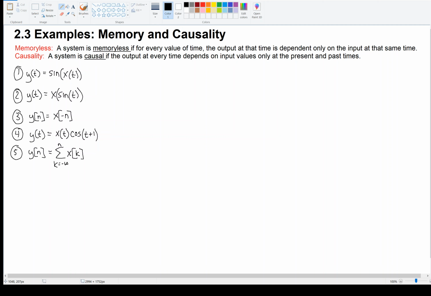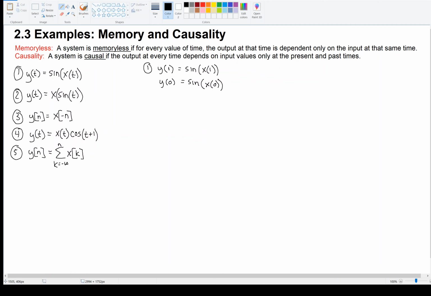Okay, so let's look at example 1. Example 1 says that the output at any certain time is the sine of the input at that same time. So, memoryless, for example, if I want the output at time 1, that would be the sine of the input at time 1. Or if I want the output at time 0, that would be the sine of the input at time 0. So you can see where we're going with this.